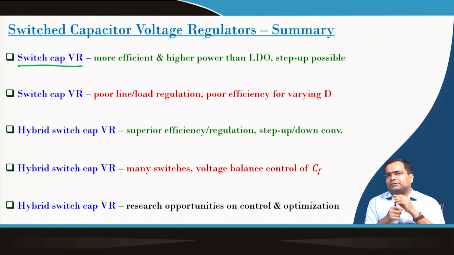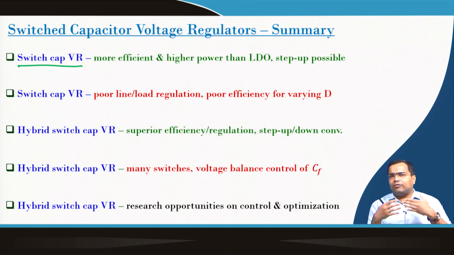Hybrid switch capacitor voltage regulators are actually gaining a lot of attention for high step down and high step up operation, where we need to achieve high power density, smaller size, and a higher efficiency converter, which can achieve higher power, higher step down as well as higher step up. These are current research topics, where control and optimization are also very important factors, because of the voltage balancing issue; there are multiple issues involved.